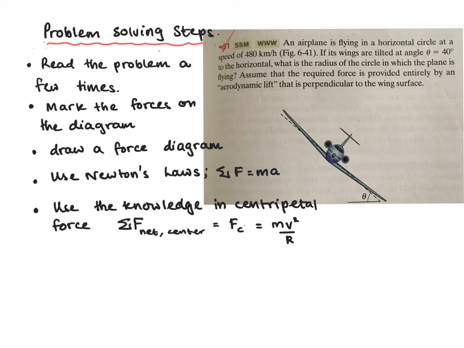So it says the wings are tilted at an angle of 40 degrees. So here the theta angle given to us is 40, we know that. And the radius of the circle in which the plane is flying, that's what we are to find. So we just have to draw a circle, and I'm just drawing a side view of the circle.